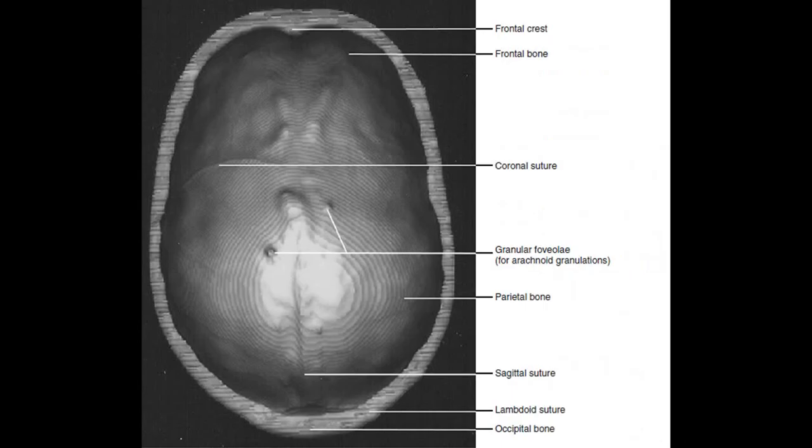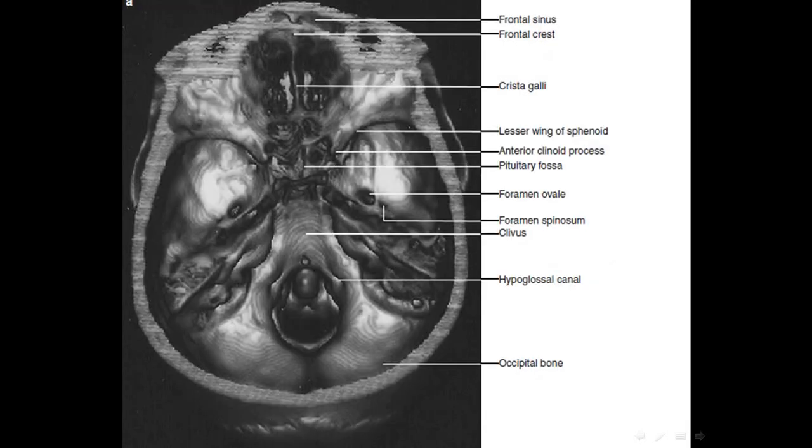This is inferior view looking at the top of the skull. So this is the frontal bone, frontal crest. This is the location of coronal suture. And these small structures are small depressions for the arachnoid granulations. Here we can see the parietal bones on either side, and posteriorly is the occipital bone. This is the location of lambdoid suture. Because this section is very high, we can just see a small portion of the occipital bone.